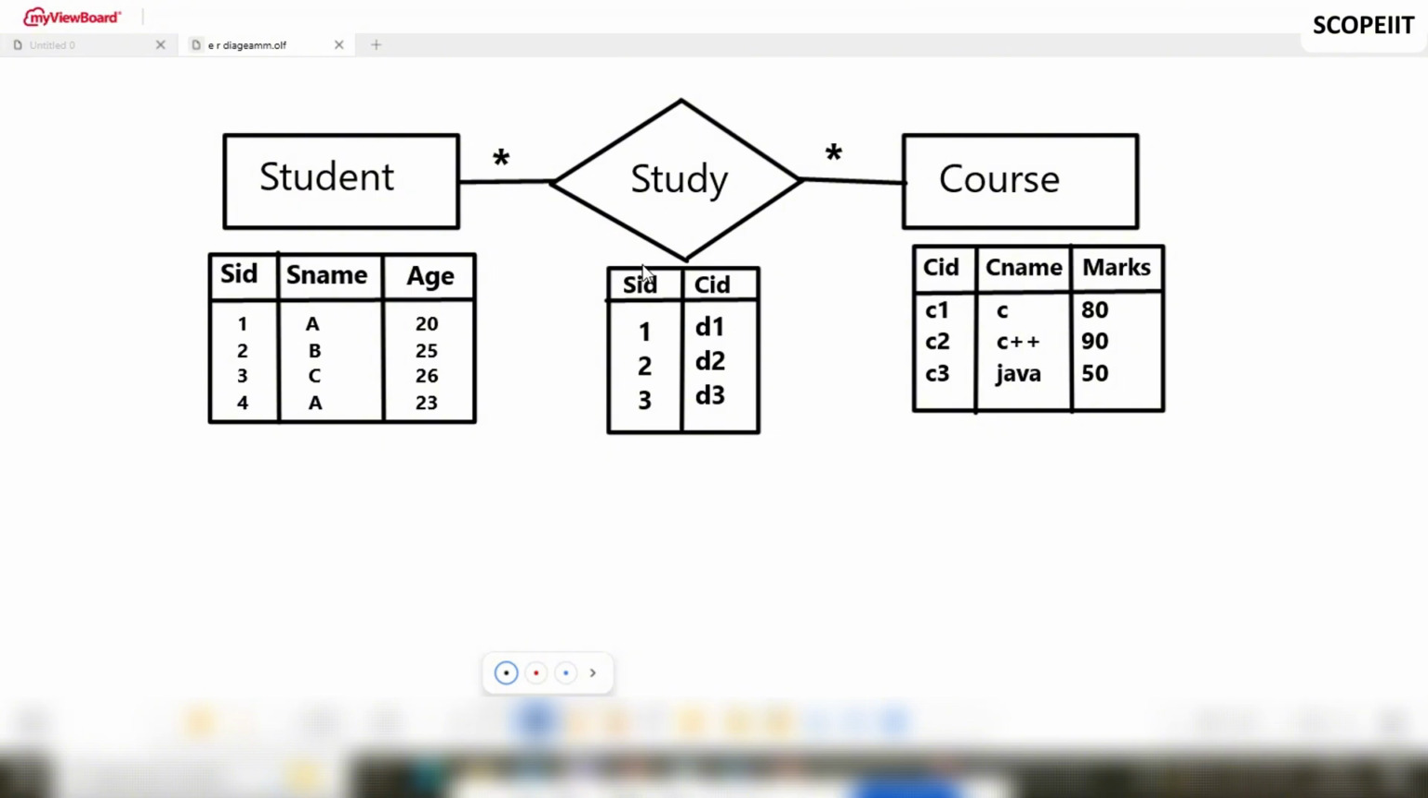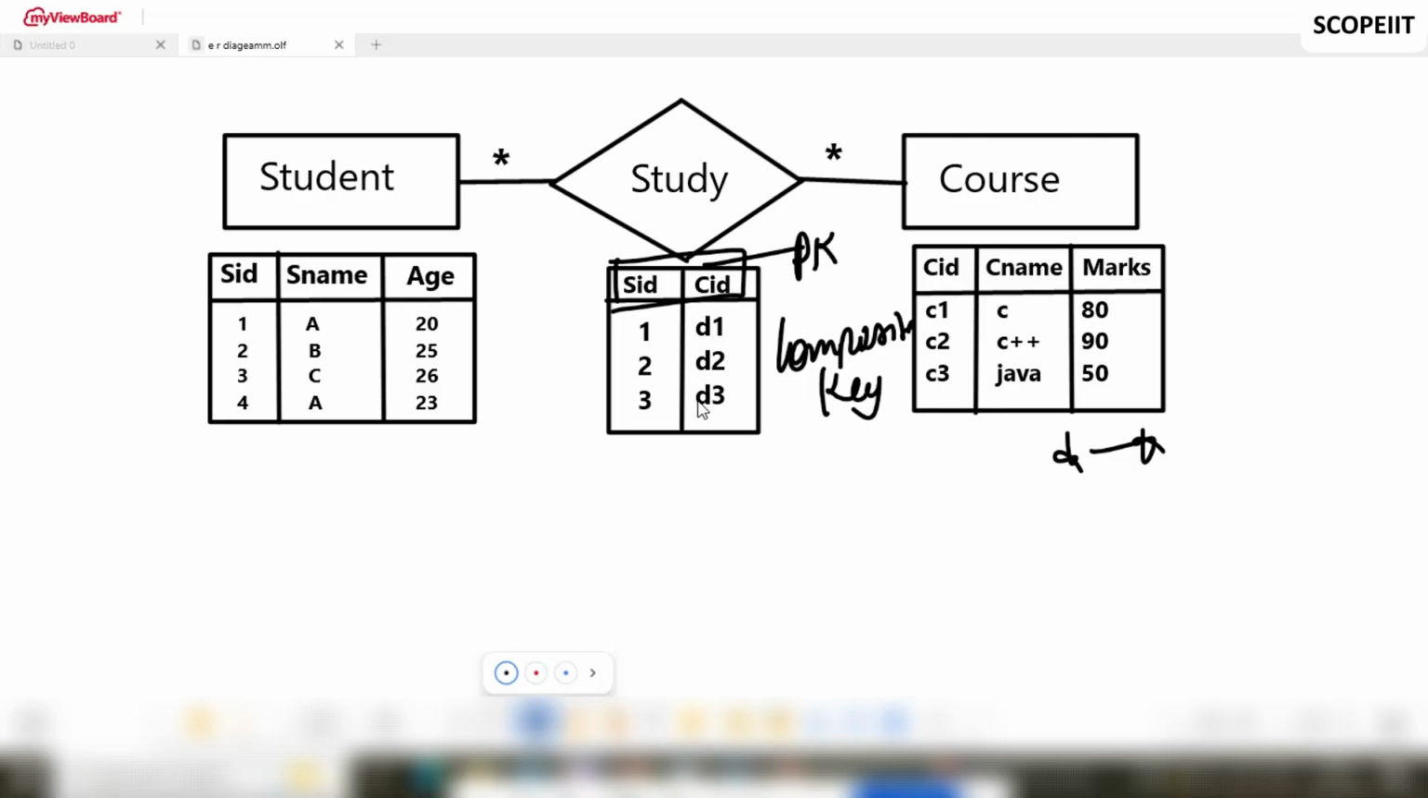So here what happens now? Both of these combined will become a primary key. That is basically known as a composite key. So whenever it is a many to many relationship, then both should be the primary key. That means both merging, not alone, both merging. That means it will create a composite key.